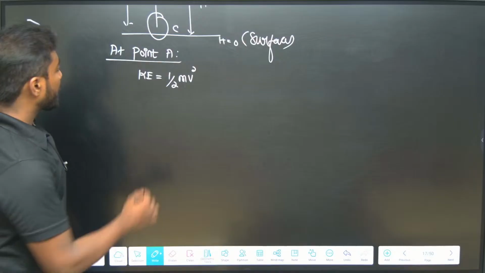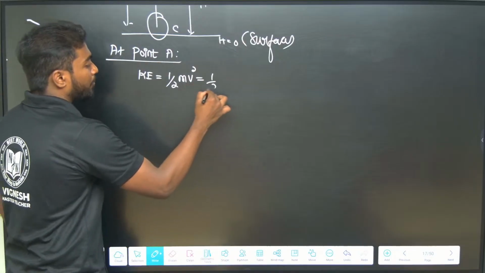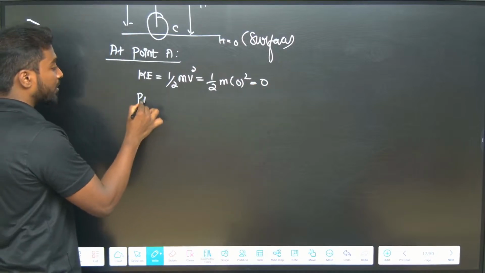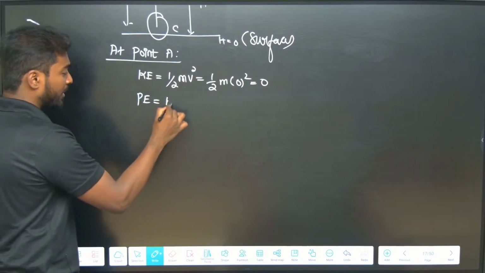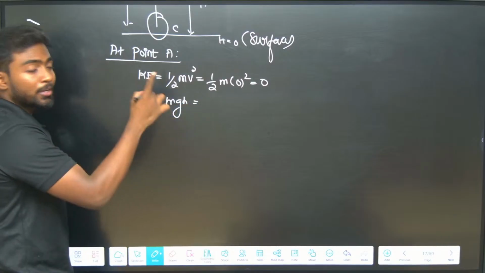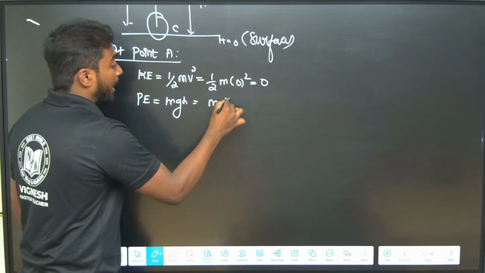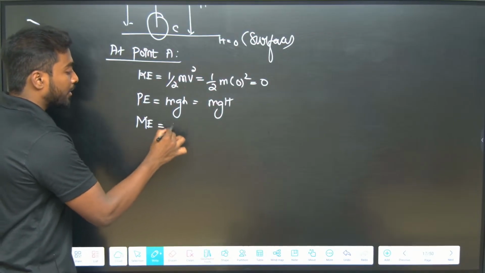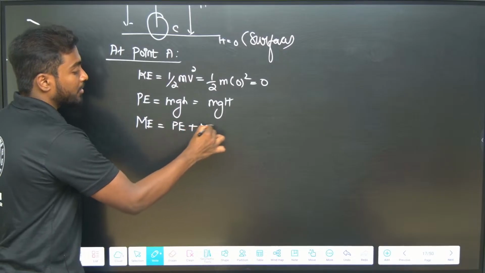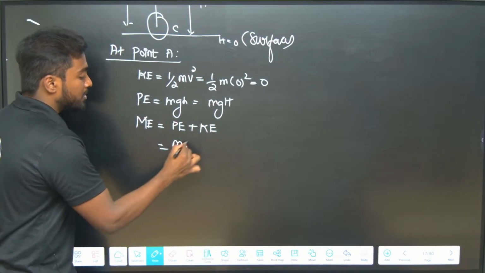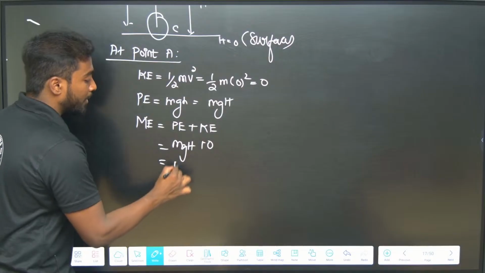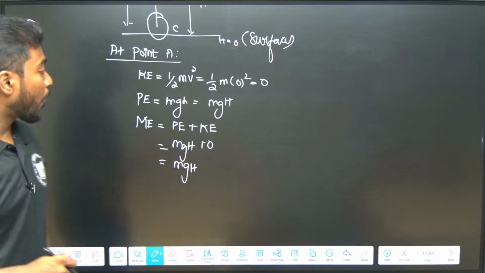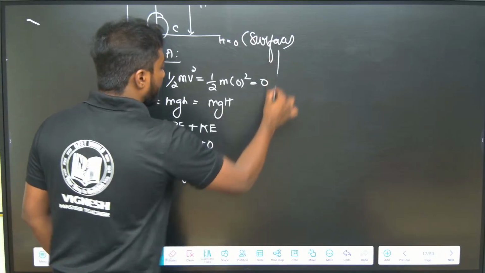Now half of m into 0 square, which is equal to 0. Now potential energy is mgh. What is the total height? Mg capital H. Now they are asking for total mechanical energy, which is nothing but potential energy plus kinetic energy, which is equal to mgH plus 0. The final will be mgH at point A. This is about point A. Now what about point B?